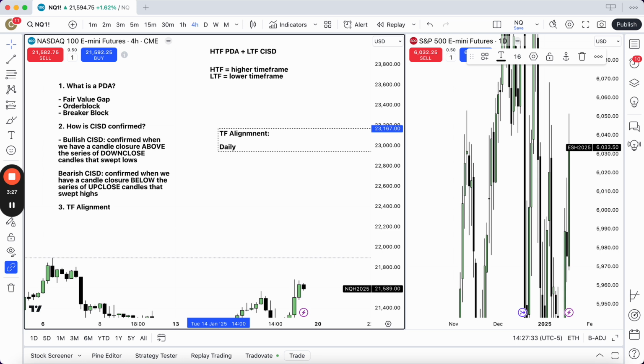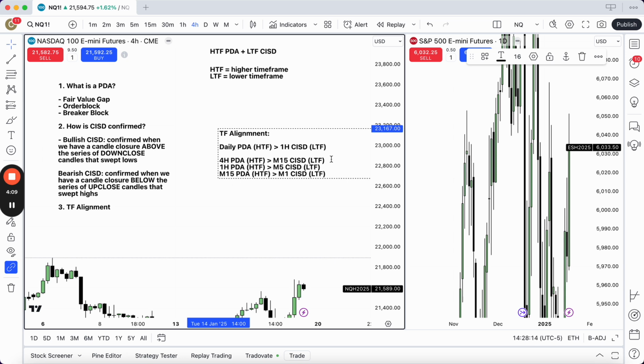Daily PD array, obviously higher time frame, hourly change in state of delivery. 4-hour PD array, 15-minute change in state of delivery. 1-hour PD array, 5-minute change in state of delivery, and then 15-minute PD array, 1-minute change in state of delivery. These are the time frame alignments you have to be conscious of when you're trading.